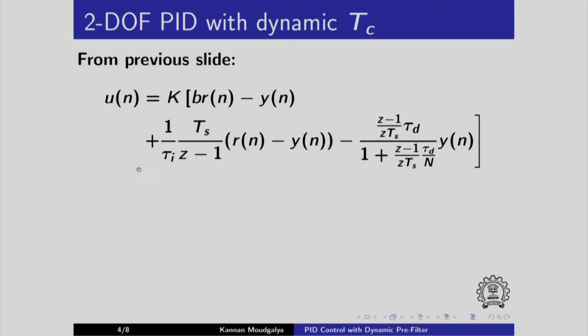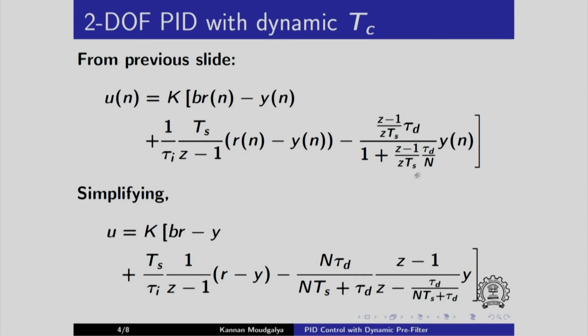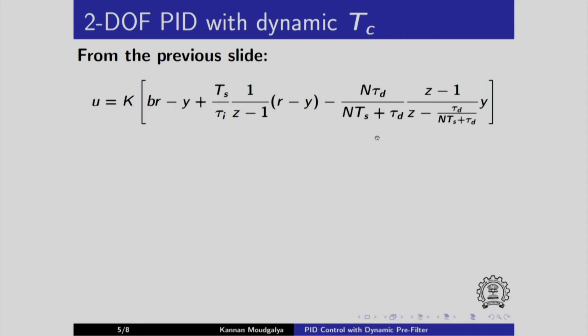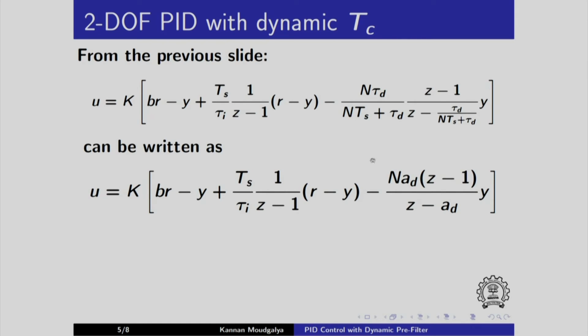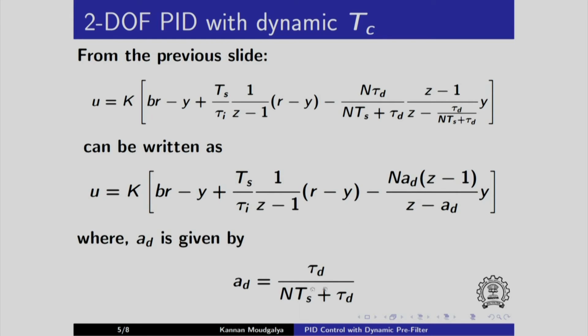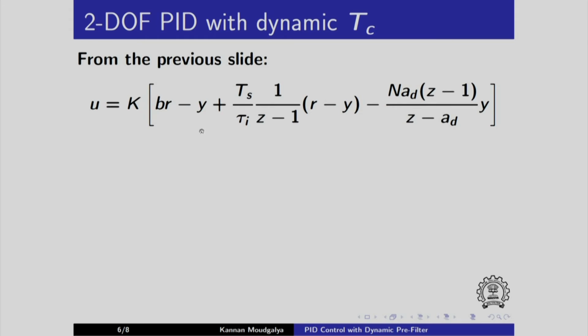From the previous slide I get this expression. Let us simplify this. I have mainly simplified the last term here. You can verify this. Let us start with that. We can rewrite this as follows, where I have introduced the symbol AD, where AD is given by this. Once again, you will have to make sure that these two expressions are identical. Let us start with that expression.